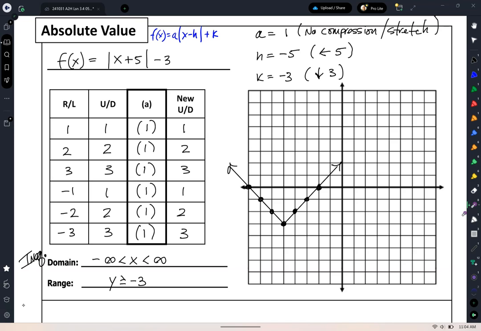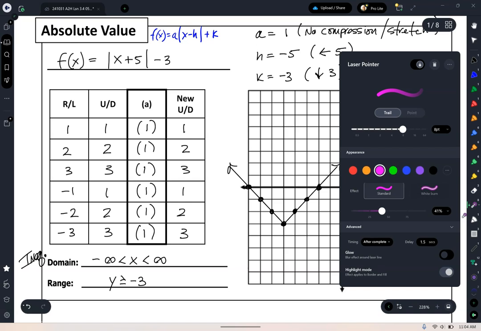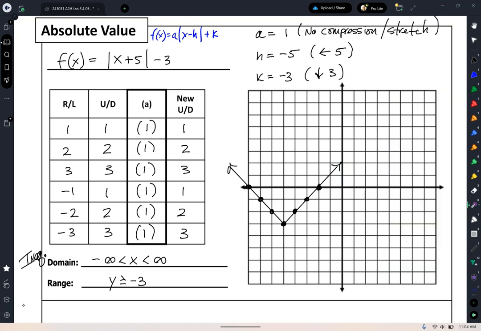So, okay, now here's what I want to point out. You'll notice that in this particular case, our parent function didn't change in terms of it getting narrower or wider or flipping upside down or anything like that because our a value was 1. So essentially what we did was we took our parent function here like this and we just shifted it left and down. Does that make sense? And then we recreated it in this new position over here. And so you can see that the parent pattern function remains the same.